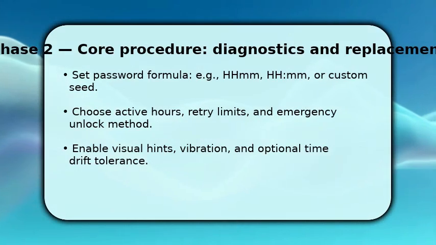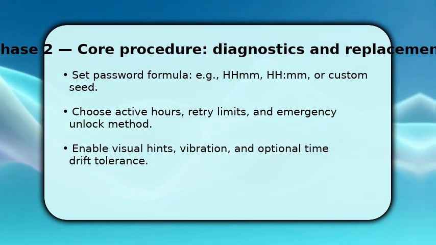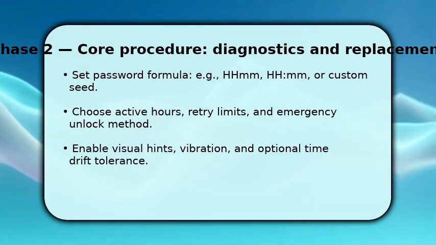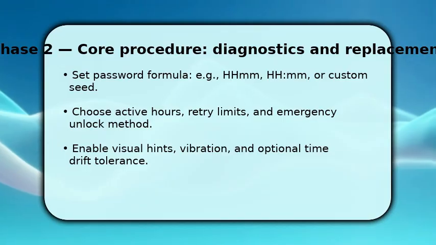Now configure how the password is generated and enforced. Tap password formula and pick a template like HM or HH, or enter a custom seed to mix characters. This controls how the current time turns into your code. Once done, set active hours and retry limits.